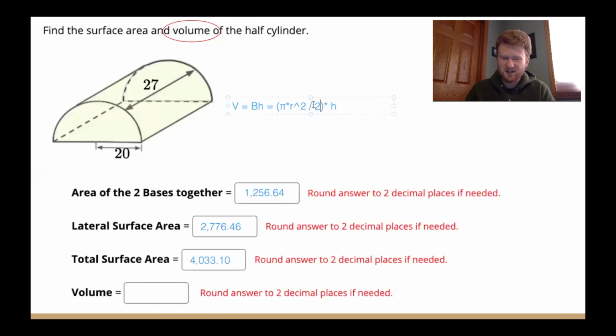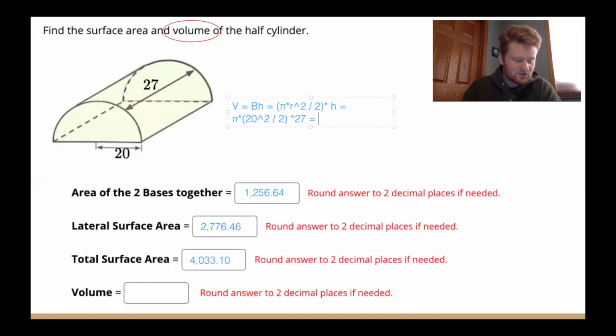So we can do that here, this division here, or at the very end. Doesn't matter in this case. So I'm going to leave that as it is, and that will give us pi times r squared, and r in this case is 20, times then I divided by 2, times our height, which is 27.